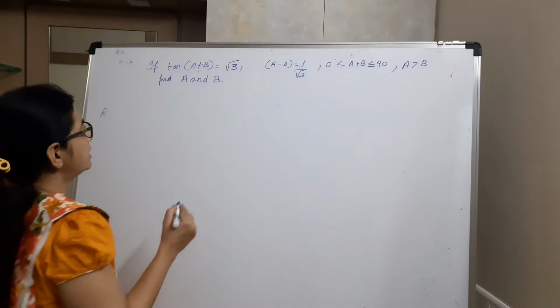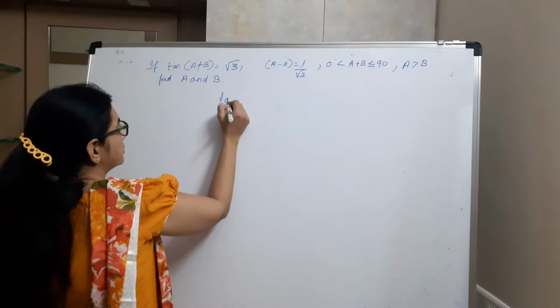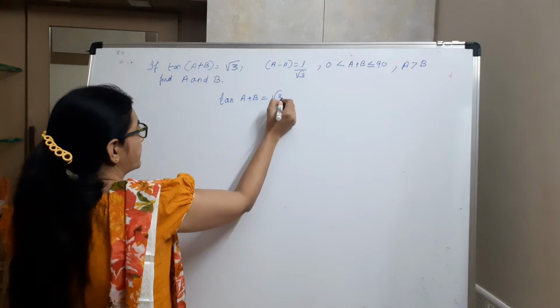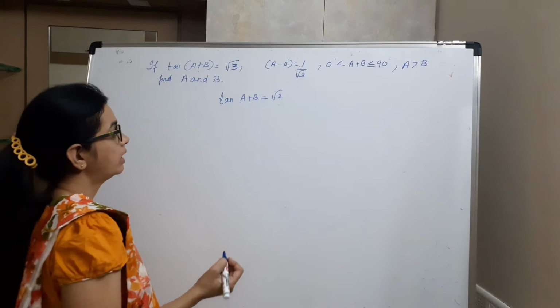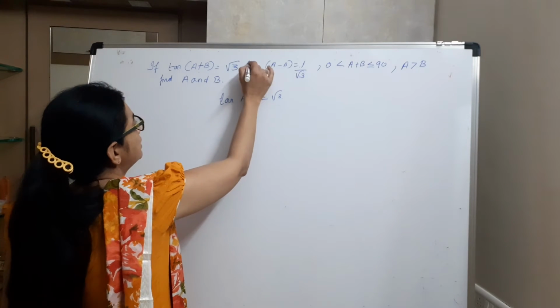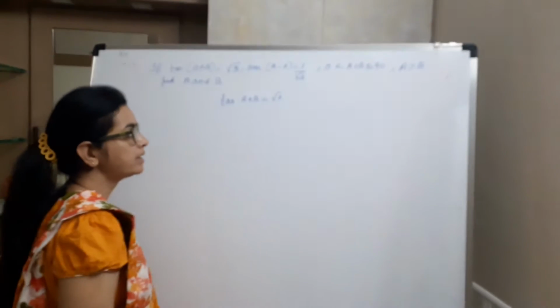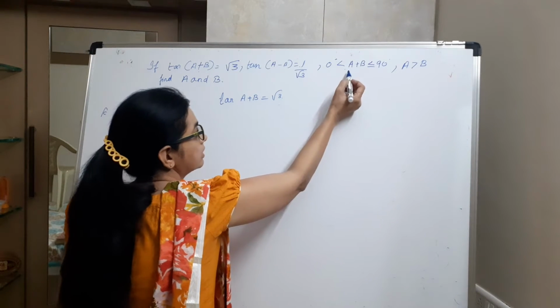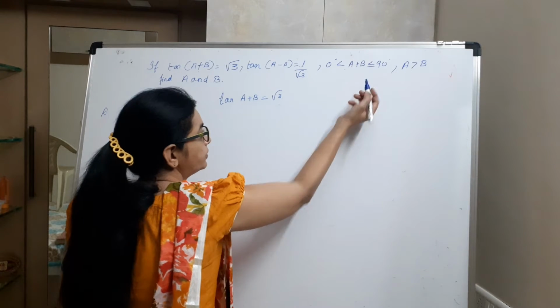Now here it is given that tan(a + b) is equal to root 3, and tan(a - b) is equal to 1 upon root 3. But there is a condition: 0 is less than a + b, which is less than or equal to 90.